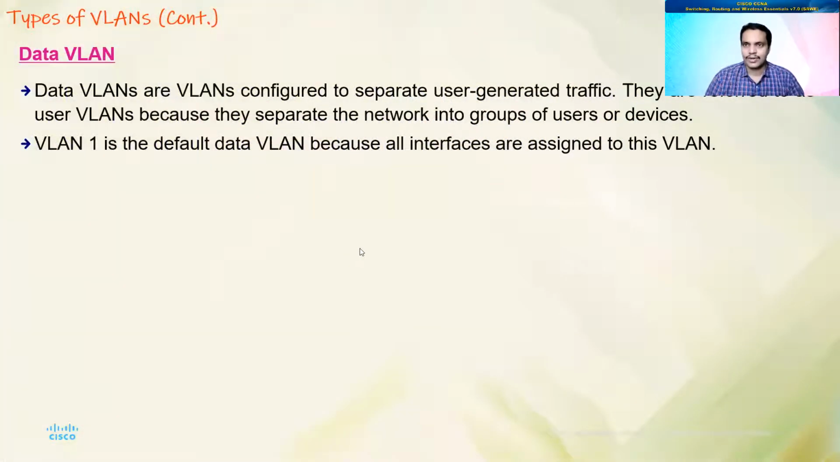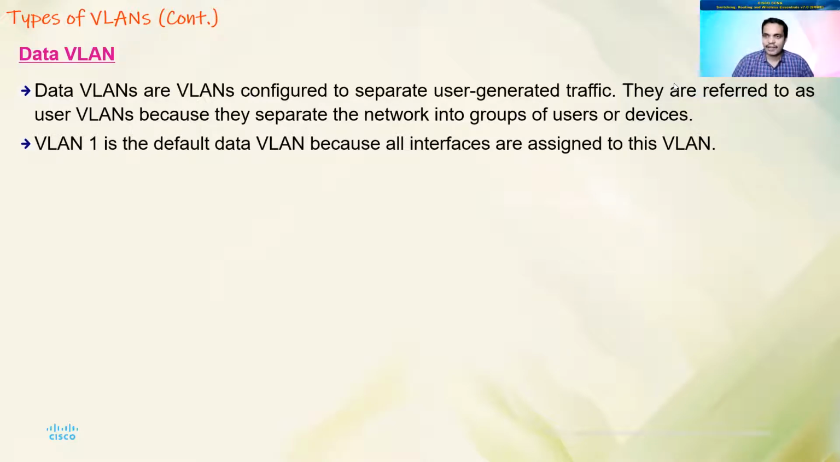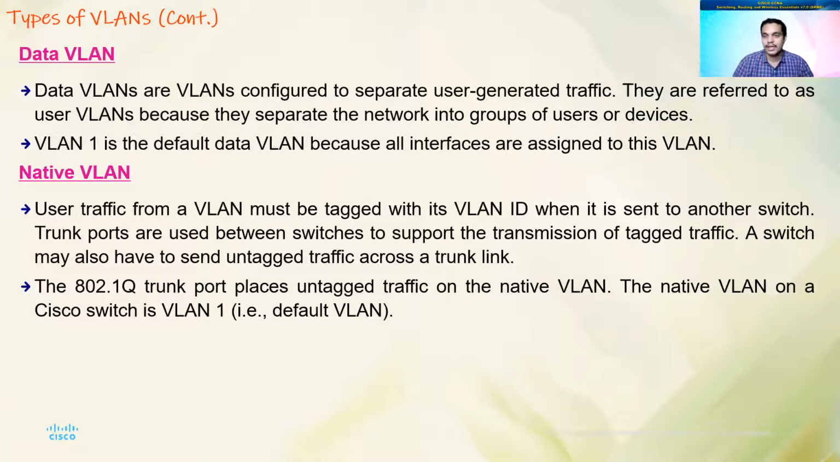Now, the next one is data VLAN. So data VLANs are the VLANs that are configured to separate user-generated traffic. They are referred to as user VLANs because they separate the network into groups of users or devices. So we call it a data VLAN. Generally speaking, VLAN 1 is a default data VLAN because all the interfaces of a switch are assigned to this particular VLAN.